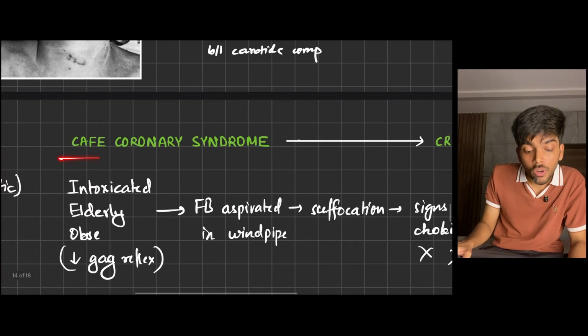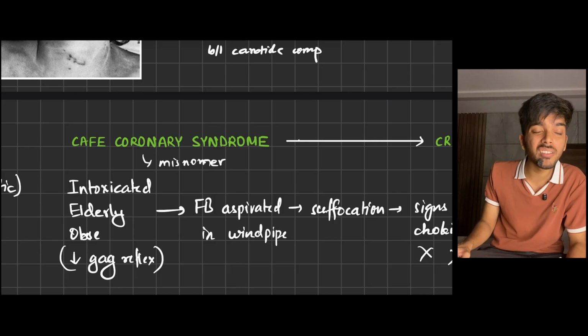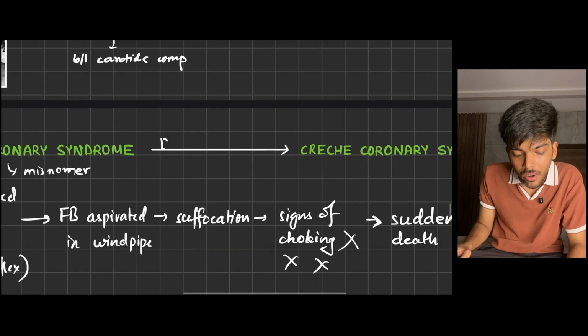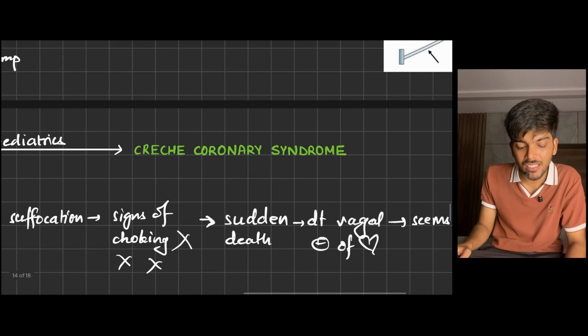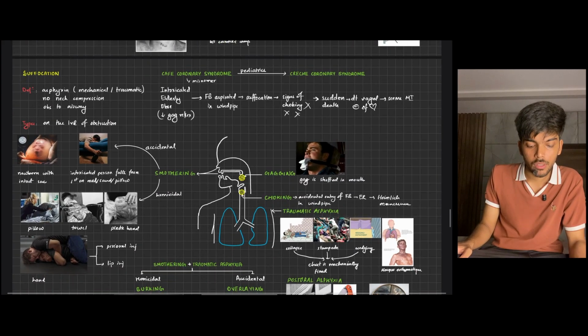That is why the name cafe coronary. The coronary is a misnomer. There is nothing to do with the coronaries, the coronary artery. The elderly person has died due to suffocation. Cafe coronary syndrome, the same thing in pediatrics, is referred to as Kress coronary syndrome. And with that, we are done with suffocation as well.